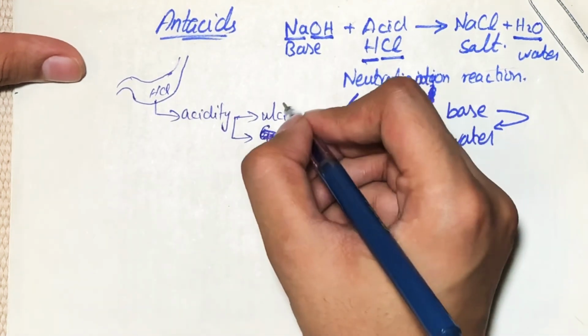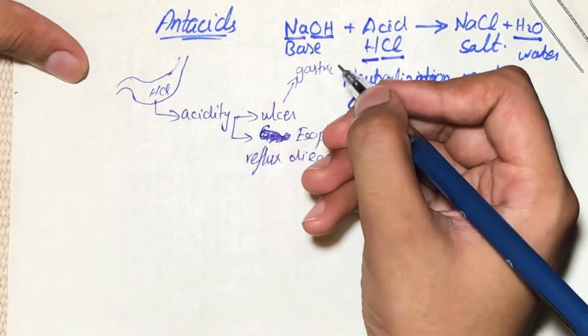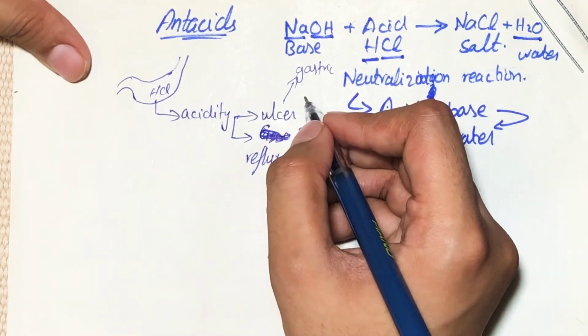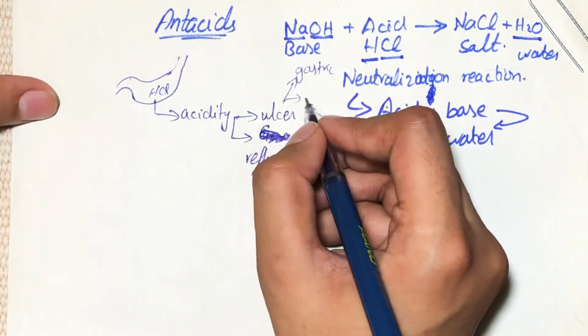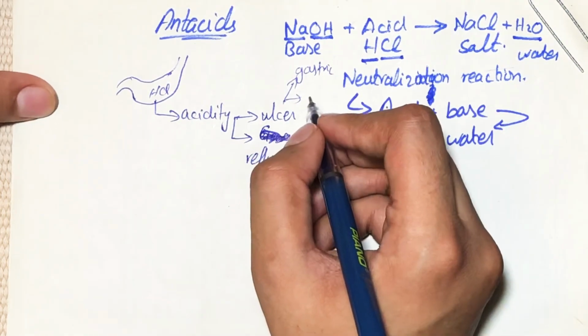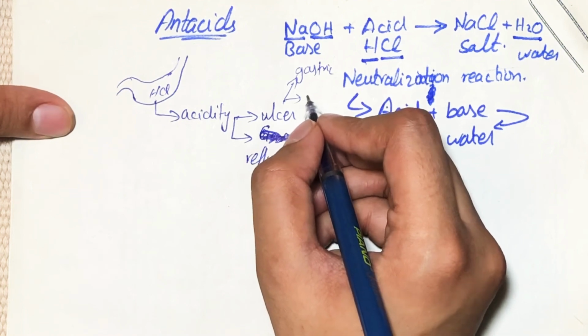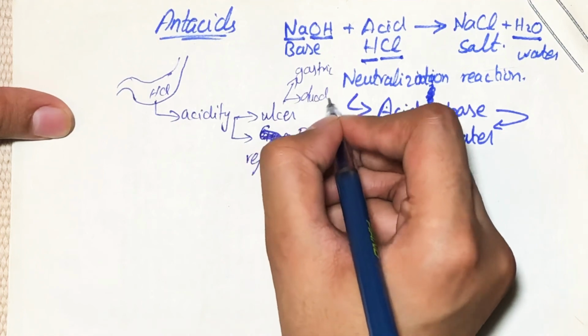Now ulcers can be of many types. They can be gastric ulcers, which are present on the inner lining of the stomach. The second type are those present on the inner lining of the small intestine, and those are called duodenal ulcers. The third type of ulcers are present in the esophagus, and they are called esophageal ulcers.